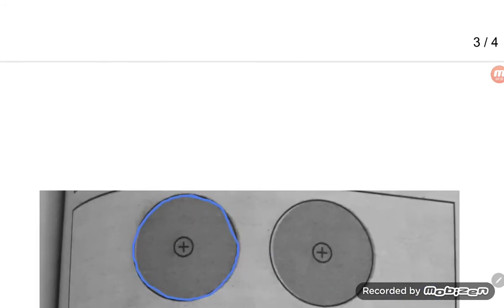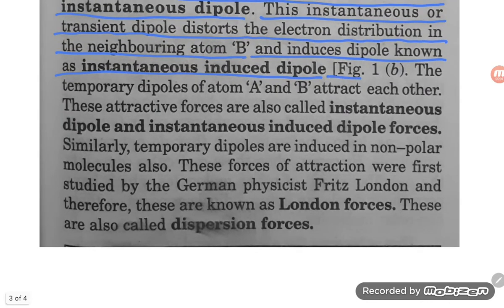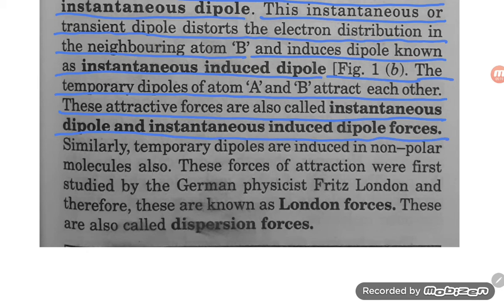Now let us see the next line. Figure 1b: the temporary dipoles of atoms A and B attract each other. These attractive forces are also called instantaneous dipole and instantaneous induced dipole forces. Similarly, temporary dipoles are induced in non-polar molecules also.